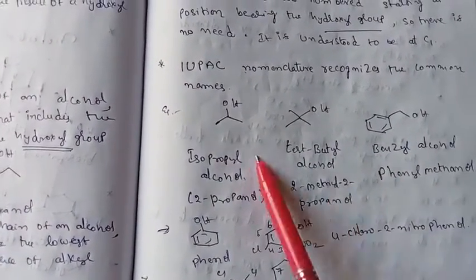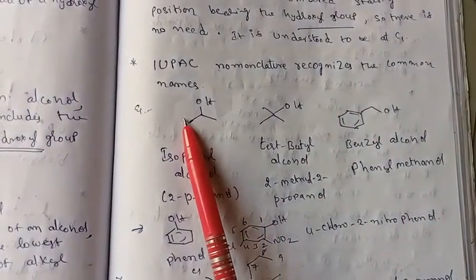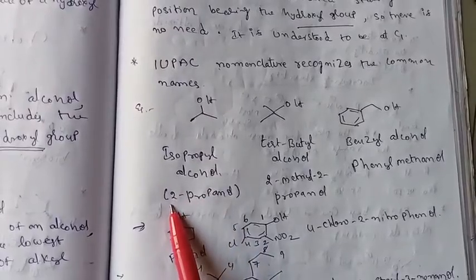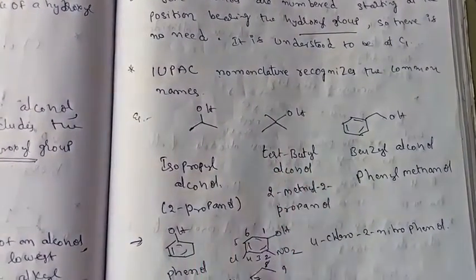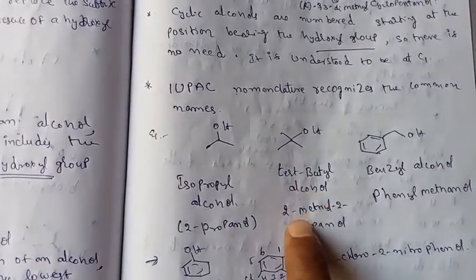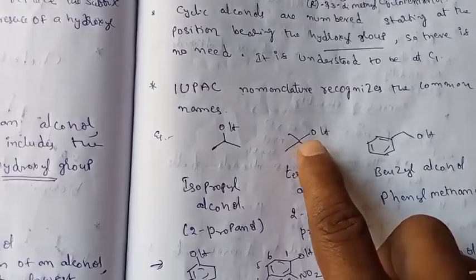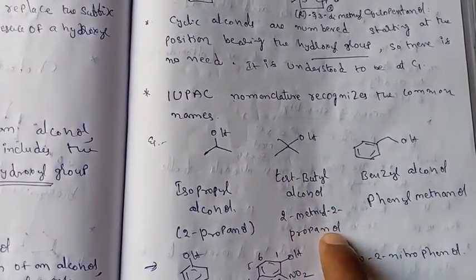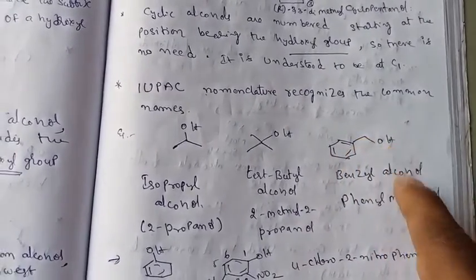Right, in this one, IUPAC nomenclature. Some of the examples now you can see: 1, 2, 3. The common name is isopropyl alcohol, but the IUPAC name is 2-propanol. Another common name is tertiary butyl alcohol, and the nomenclature is 2-methyl-2-propanol. Another one is benzyl alcohol, C6H5CH2OH.